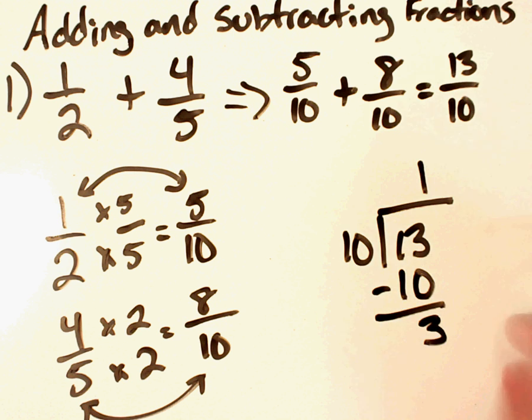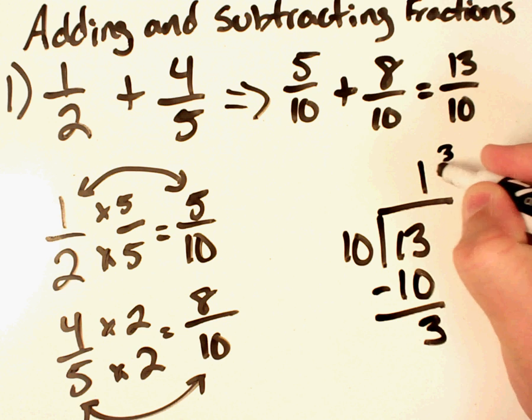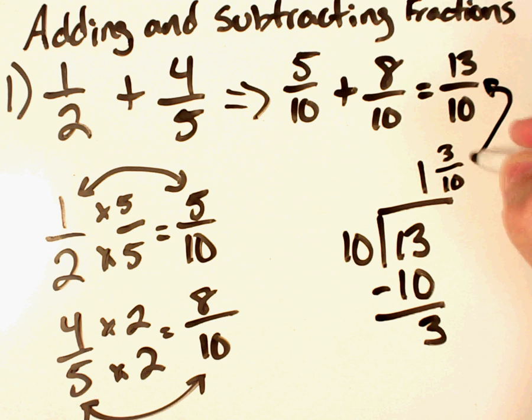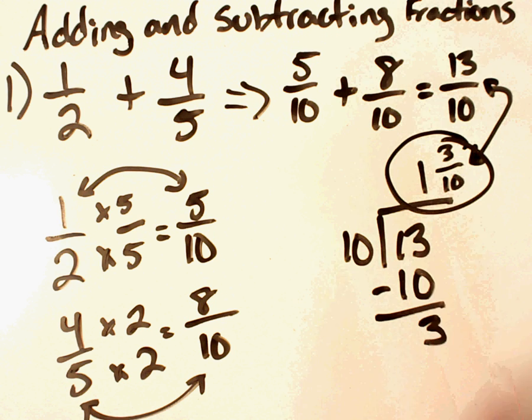So remember, when I have a remainder, my remainder becomes my numerator, and whatever I'm dividing by becomes my denominator. So this fraction and this mixed number are equivalent. And we can see, if I was to take 10 out of 13, I'd be left with 3 over 10, and my 10 over 10 would be my 1 whole. So this is my final answer.